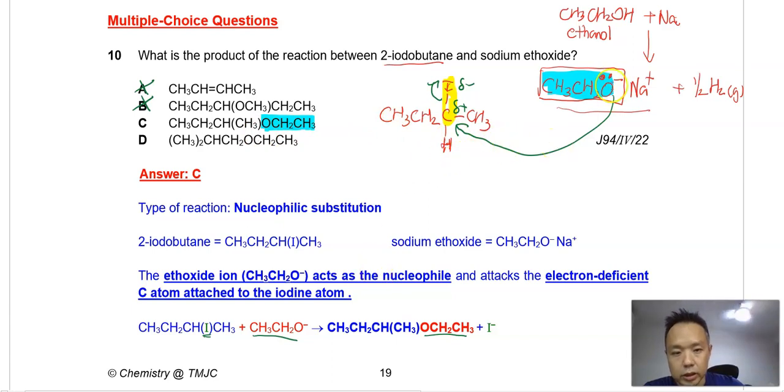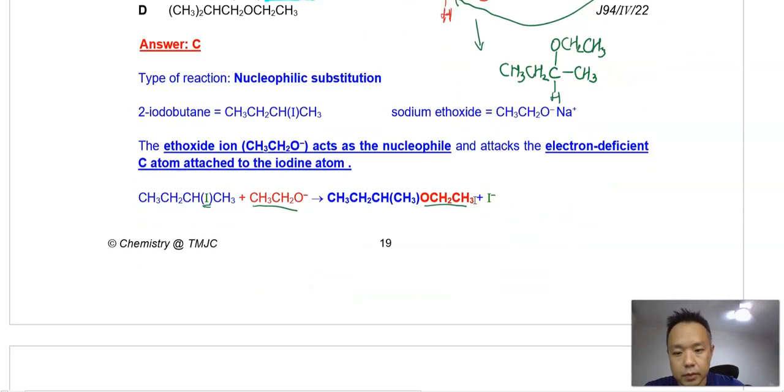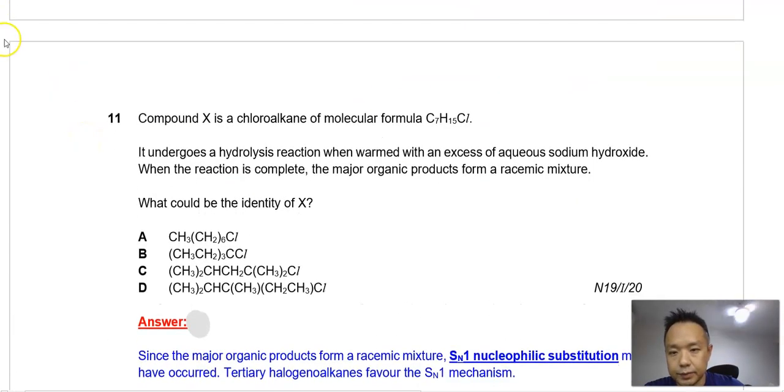Okay, so the structure is that basically you attach O to this carbon, OCH2CH3 to this carbon, so you get this product: CH3, CH2, C, O, CH2, CH3, H, CH3. Okay, that's your question 10. Moving forward, we're going to go to question 11.